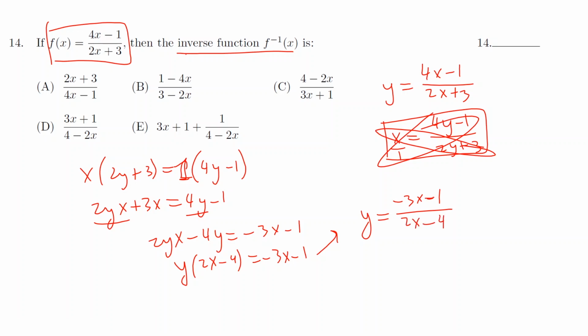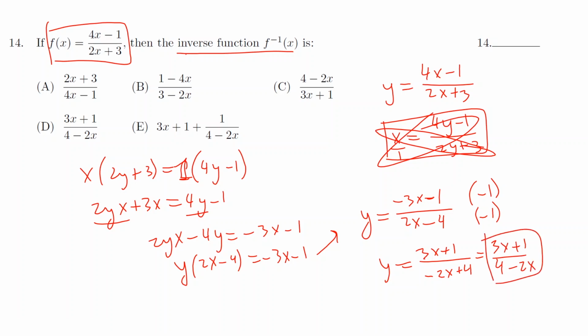Let's see if we have this kind of answer. It seems like we don't have it anywhere, but what do you do in this situation? It's a fraction, so let's multiply both top and bottom by negative 1. Then the top will turn into 3x plus 1, and the bottom will turn into negative 2x plus 4, which is the same thing as 3x plus 1 over 4 minus 2x. And now we see that the answer is D.